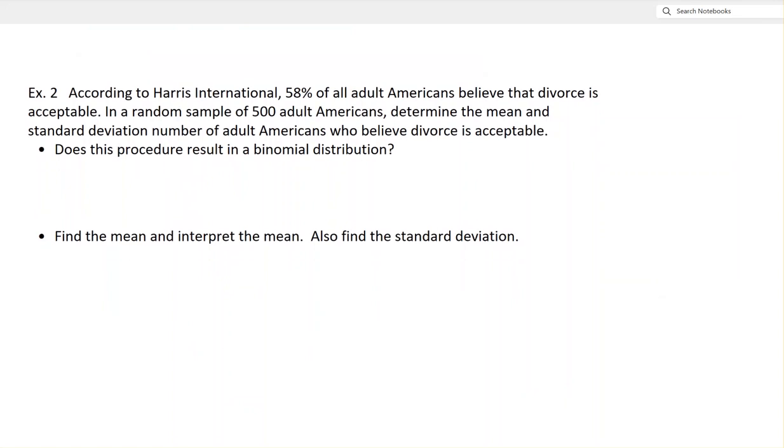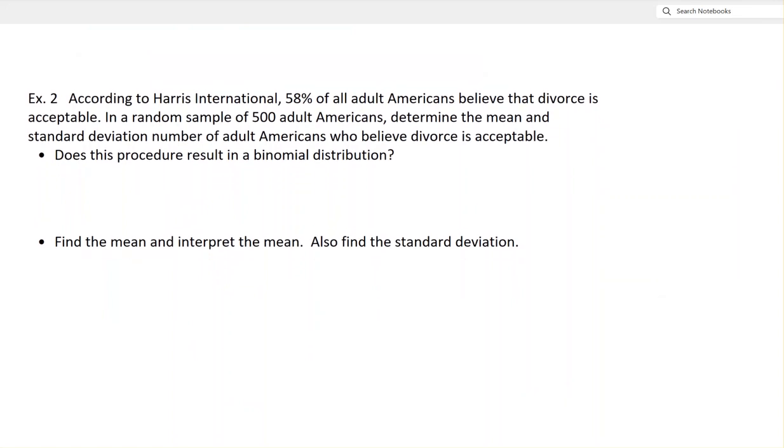So here we have the example that says, according to Harris International, 58% of all adult Americans believe that divorce is acceptable. In a random sample of 500 adult Americans, determine the mean and the standard deviation number of adult Americans who believe divorce is acceptable. Well, before we go on and apply the formulas for our binomial distribution, we first have to verify that this, in fact, meets the requirements for a binomial distribution. And that's what we were looking at previously.